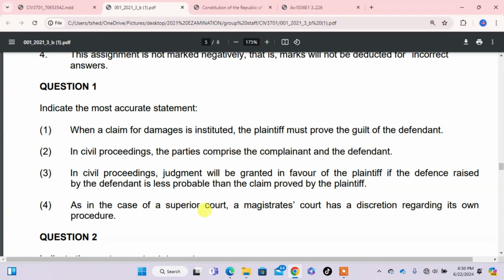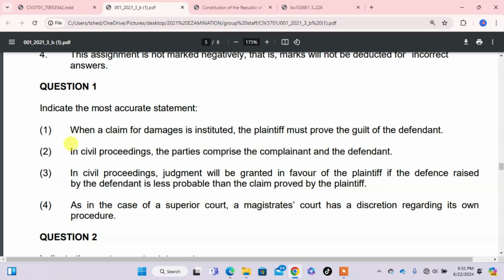So most of you are going to write the MCQ, so it's very important that we deal with the MCQs. Here we have question number 1, which says indicate the most accurate statement. When you get into the examination, most of the questions will ask you to indicate the most accurate statement. There may be several accurate statements, but you must find the most accurate one.